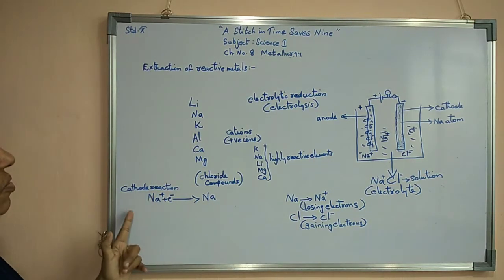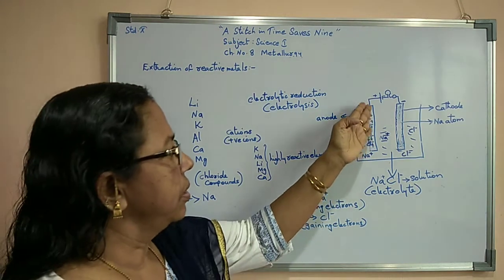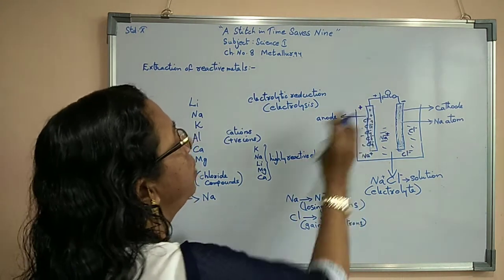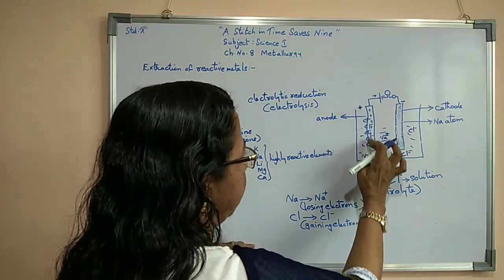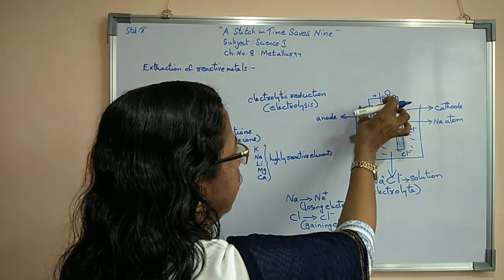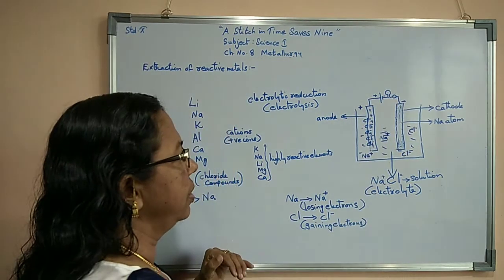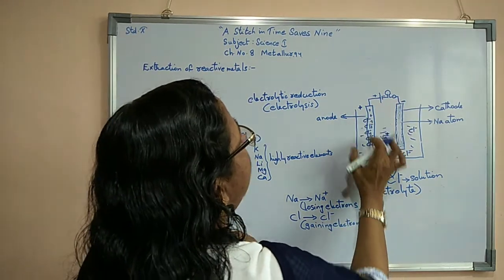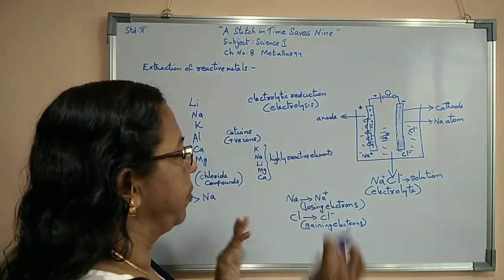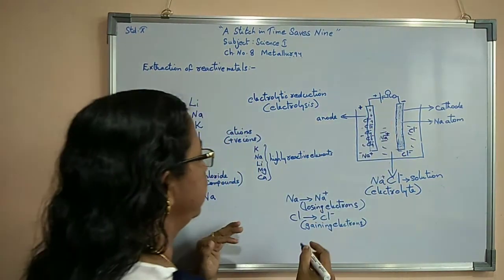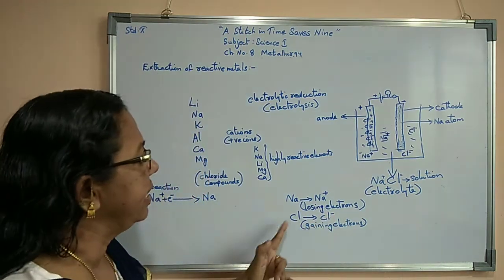At cathode, which reaction is taking place? Now we will study about anode. At anode, what reaction will take place? Anode means positive charged particles are present on this electrode. Towards there chloride ions rushed, Cl minus ions rushed. Once they reach here, what is the specialty of Cl minus ions?